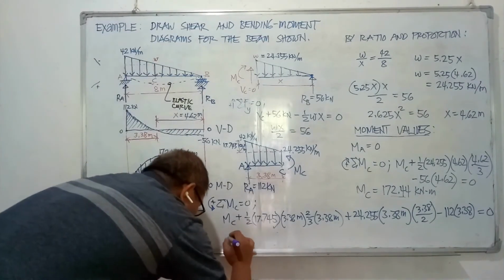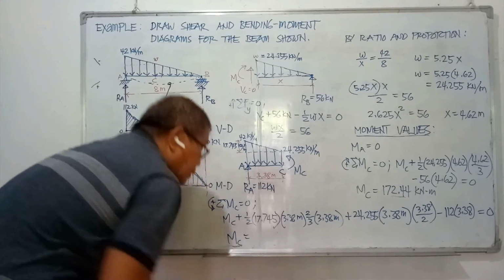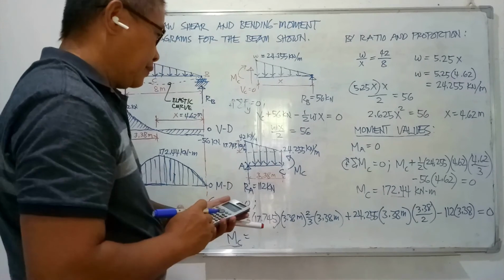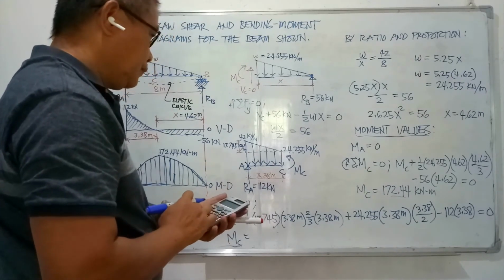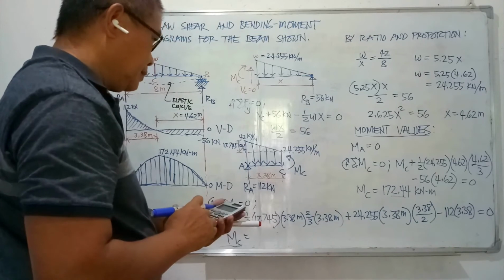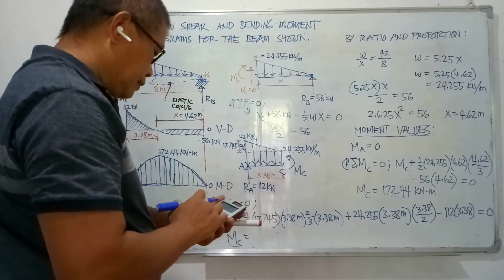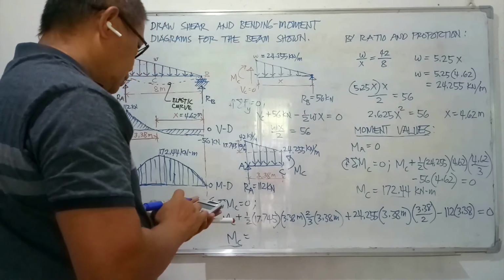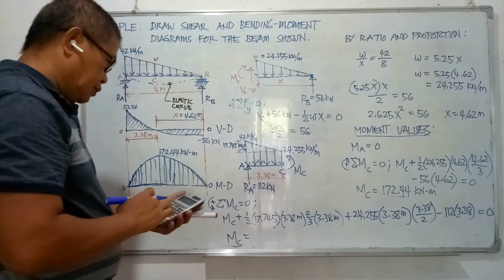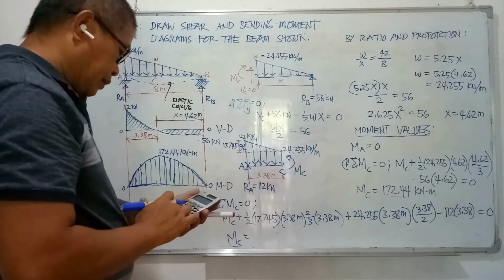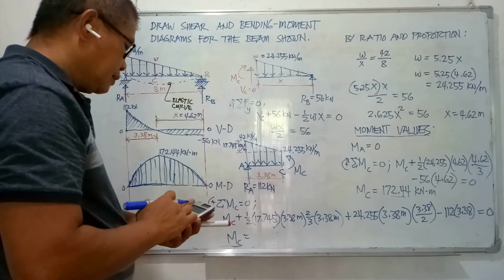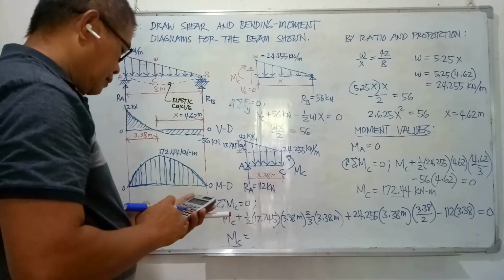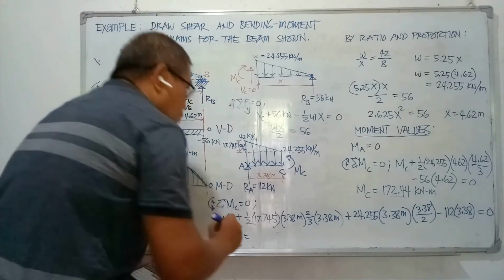And computing for M sub C, it is 112 times 3.38 minus 24.255 times 3.38 squared divided by 2, minus 17.745 times 3.38 squared divided by 3, which gives 172.